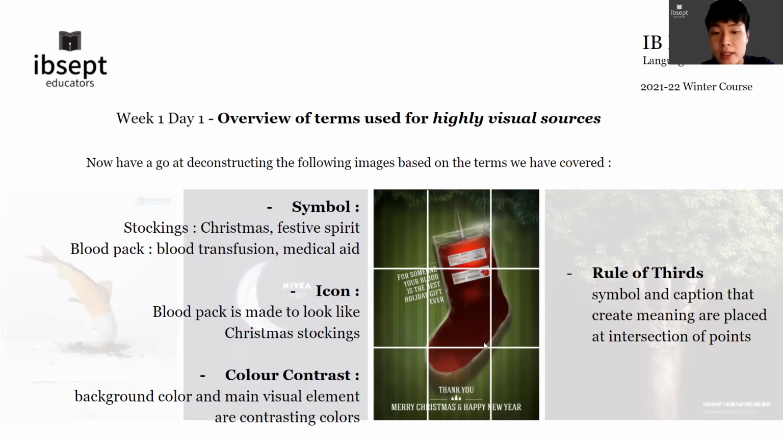We also have the use of color contrast in this image. The background color, green, is a complementary color to the main visual element, which is in red. And because of that, it creates a strong sense of color contrast, which makes the image more memorable and makes the image stand out. You're far more likely to pick this one out in a group of other images. And lastly, the rule of thirds also applies to this image. Divide the image up, you can see that the symbol, this is a blood transfusion symbol, and the caption that creates meaning in this image are placed at the intersections of the divisions. So yes, all images are following these rules in order to most effectively achieve their purposes.